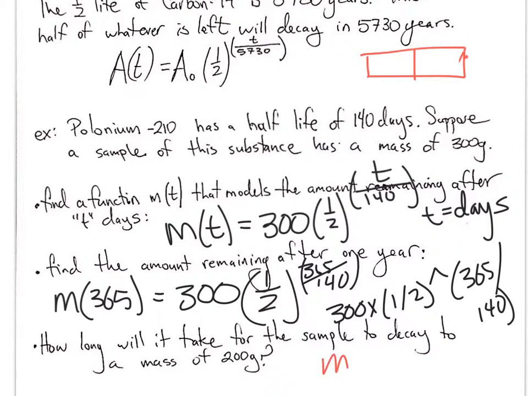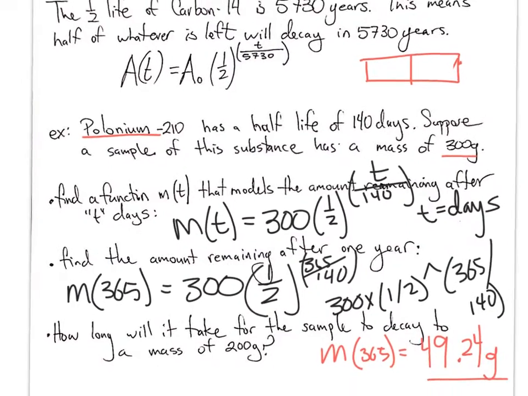So m, the amount after 1 year, is 49 point, what did I say, 2 decimal places? So we got a 2, 4, and what are we talking about here? Apples? No, we're talking about grams of polonium. We started with 300. After a year, we would have this much.